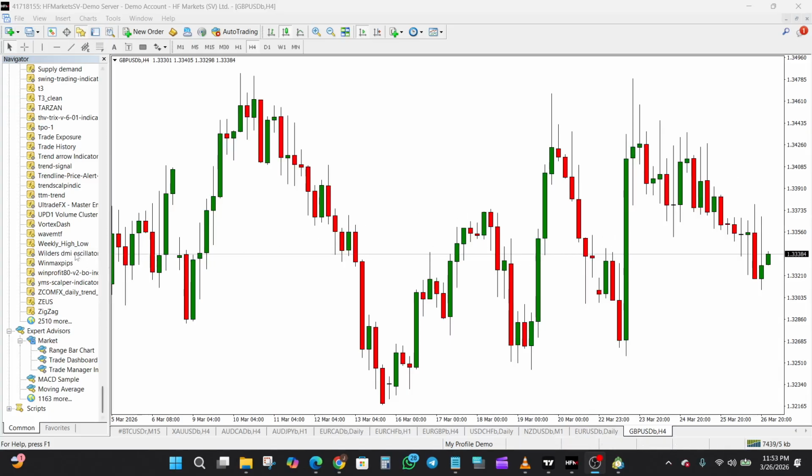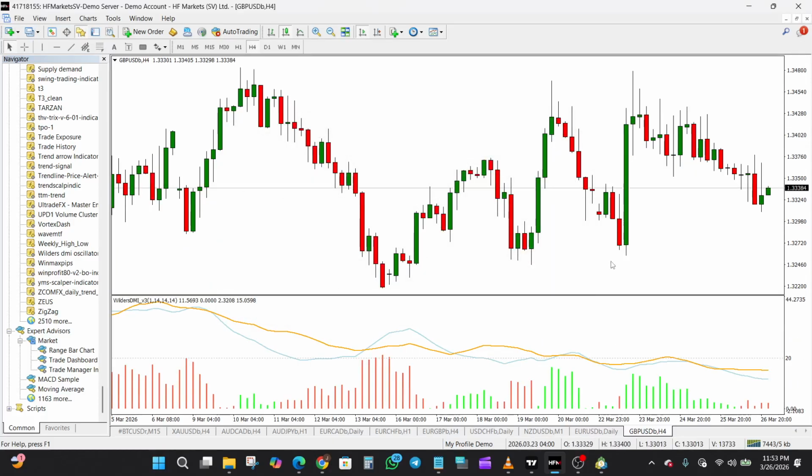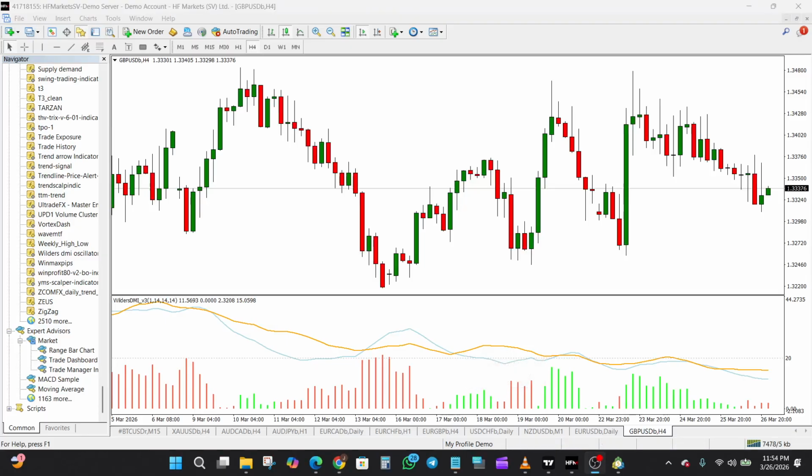Okay, so let us start by adding the indicator to the chart. Ensure that the allow DLL imports box is checked. Alright, so this is how the indicator looks. The Wilders DMI indicator actually measures the strength of a trend.